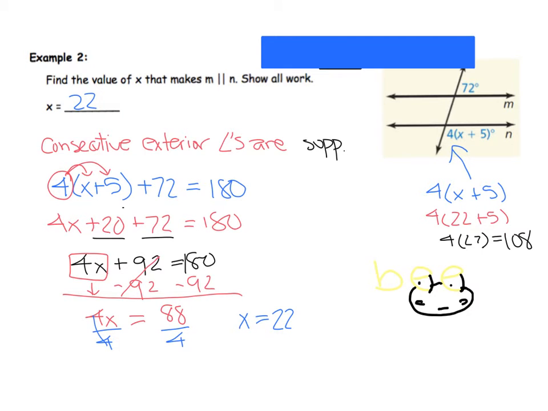Now, to just ensure, so that's 108 degrees, to ensure that we did this right, if you take 108 degrees and you add it to 72, we should get 180. And if you do, then you know you did it right because consecutive exterior angles are supplementary.